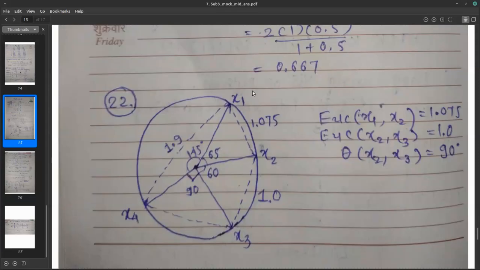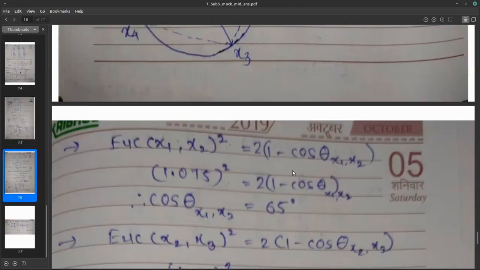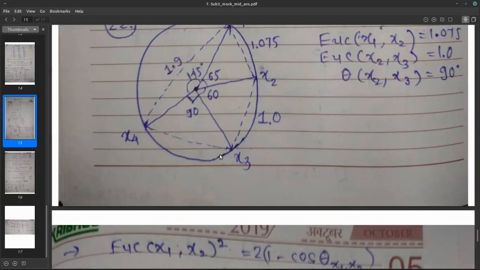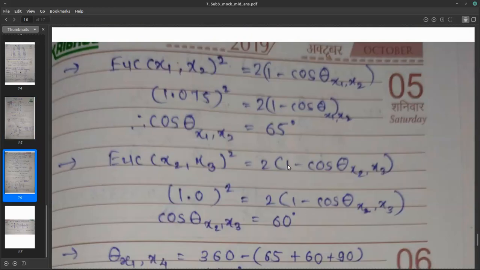So the distance between x1 and x2 is given as 1.075. The Euclidean distance between x1 and x2, squared, is nothing but 2 into 1 minus cos theta. To not get confused, I just wrote x1 x2, which means theta between x1 and x2. By putting in the Euclidean distance 1.075, you can calculate theta. Actually, I should have written theta, not cos theta. Theta is nothing but 65 degrees. Here also I made a mistake. So theta we know, 65 degrees. Again, the same formula for x2 and x3. The distance is given as 1, so we can calculate the angle, 60 degrees.